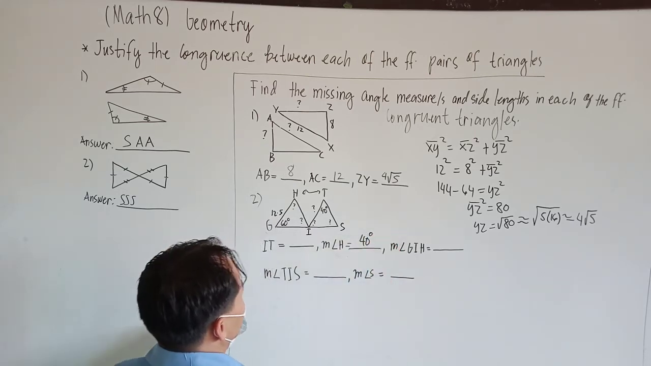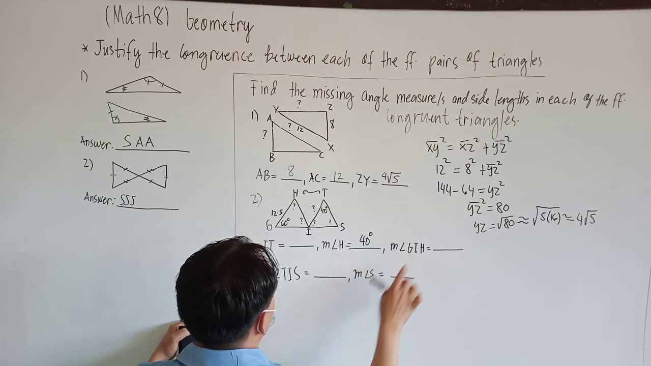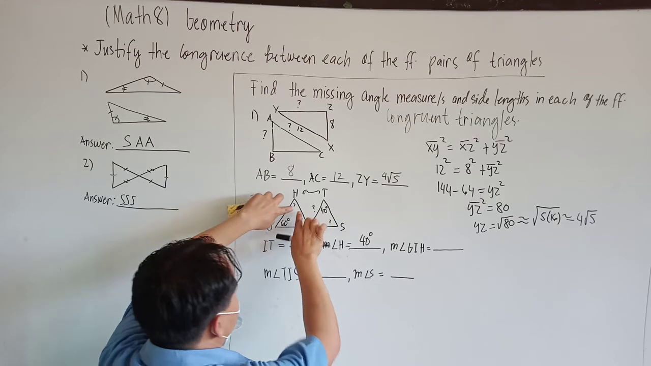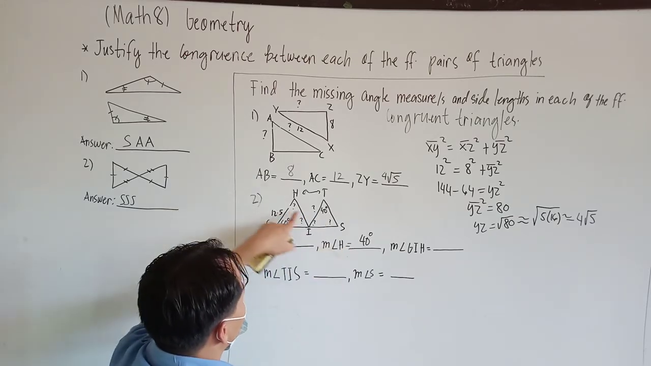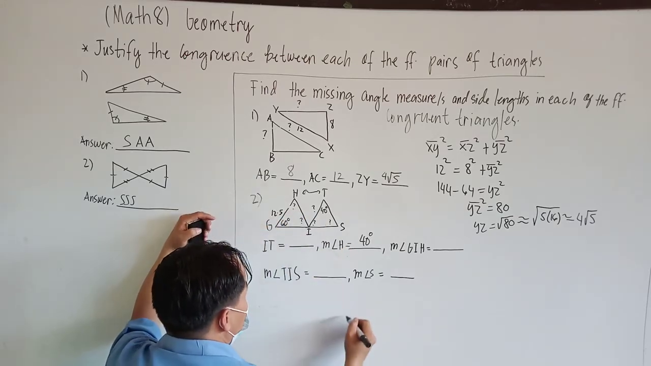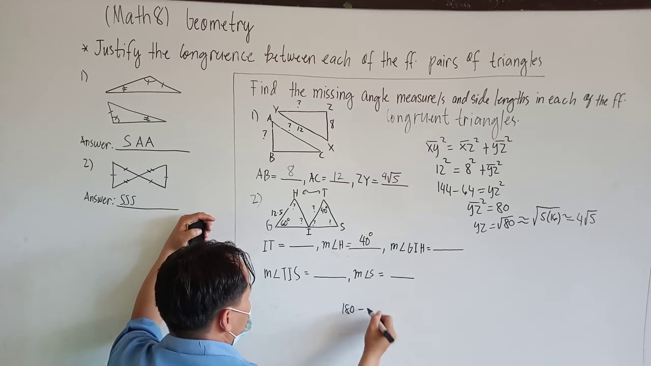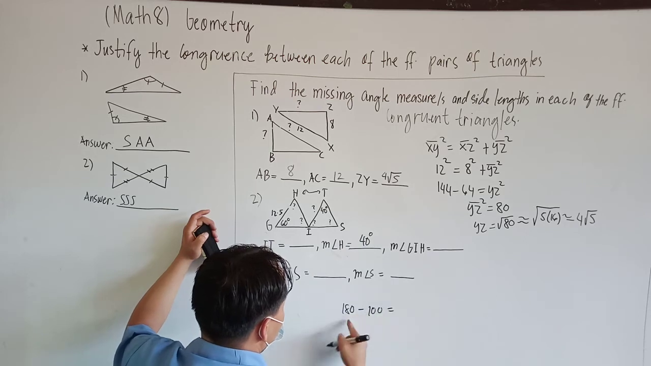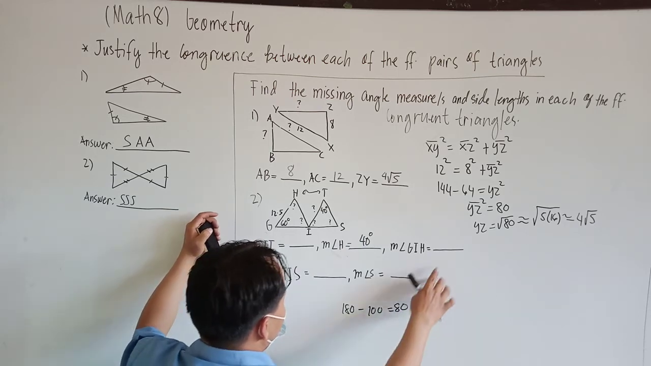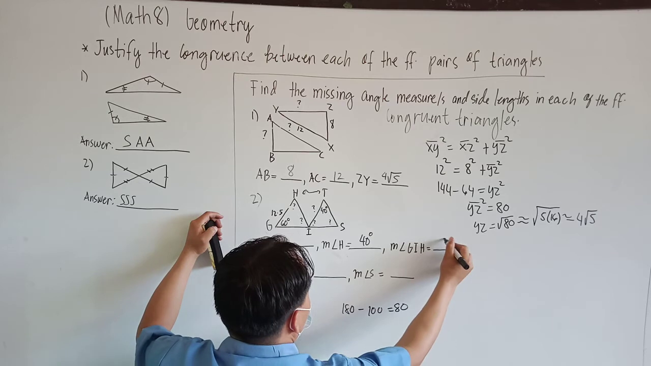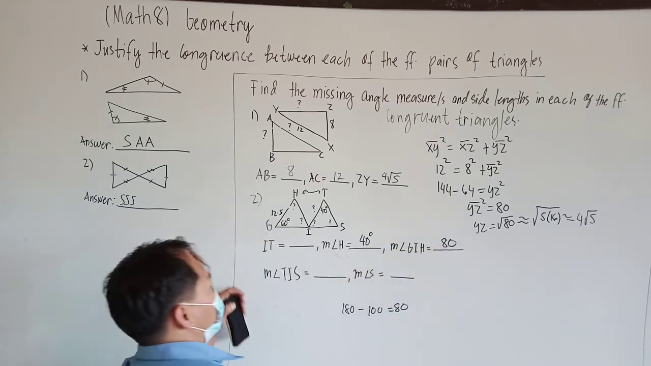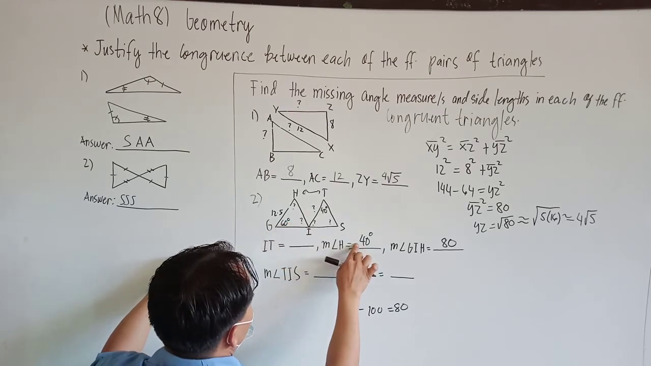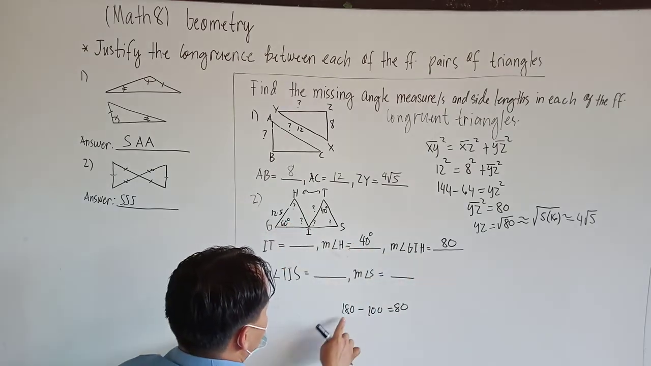Next, measure of angle ZIH. We already have the measure of angle H, which is 40. The triangle is 180 degrees, so 180 minus the sum of 40 and 60, which is 100. So the answer is 80. Therefore, this one has a measure of 80 degrees. Why 80? Because 60 plus 40 is 100, plus 80 is 180.